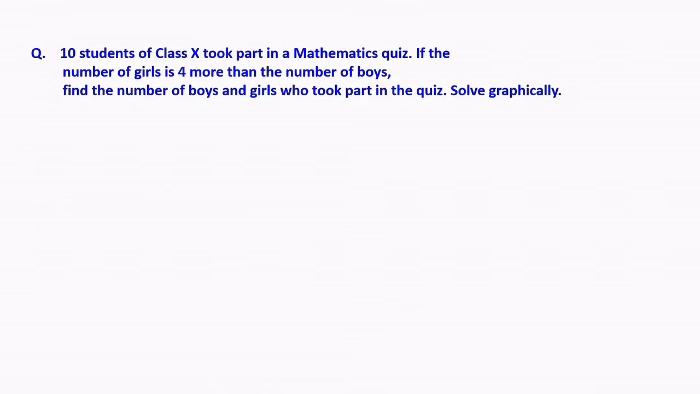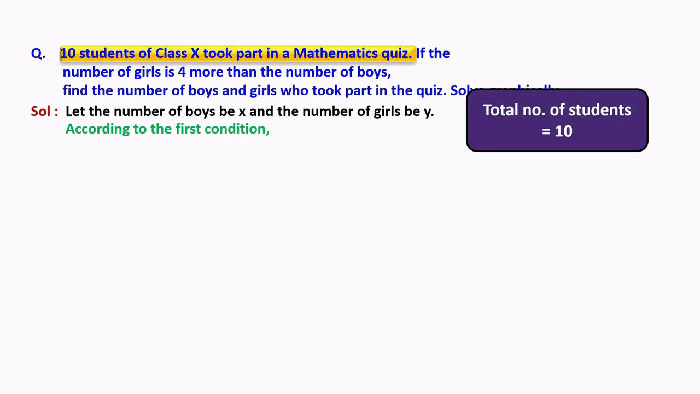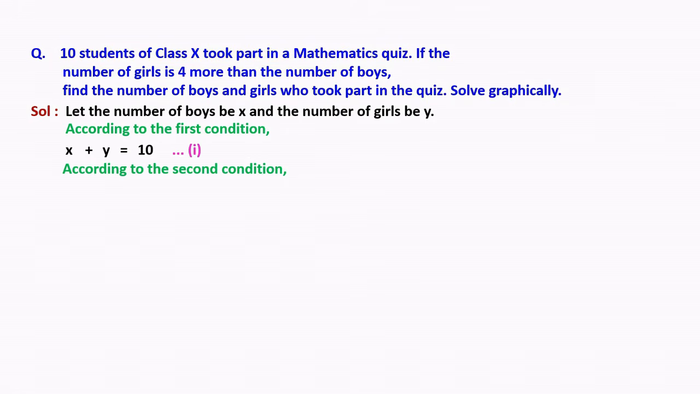Let the number of boys be X and the number of girls be Y. According to the first condition, the total number of students is 10. So, X plus Y equals 10. Now, according to the second condition, the number of girls is 4 more than the number of boys. So, Y equals X plus 4.